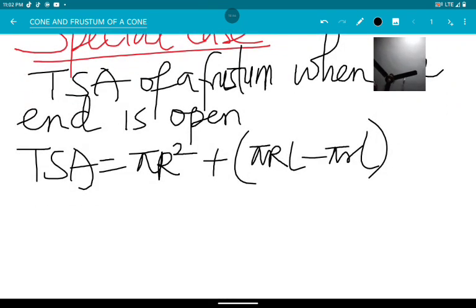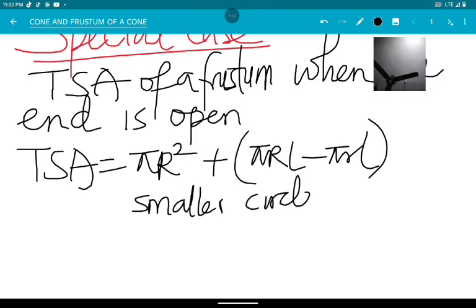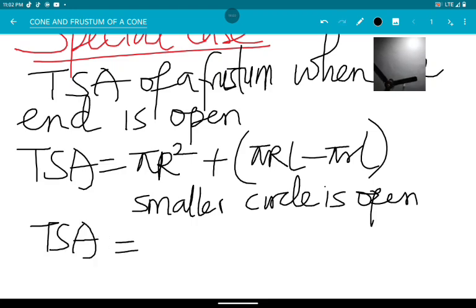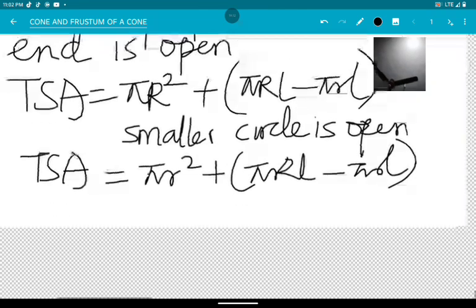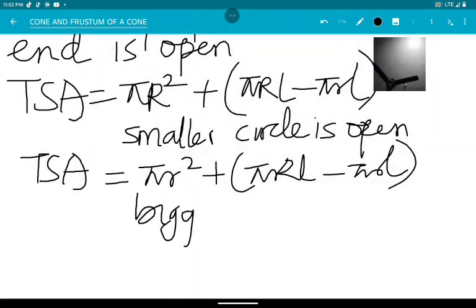That is if the smaller circle is open. I've seen this in exams before, so we will not add that one together. And also, the total surface area of a frustum is equal to pi small r square plus the curved surface area when the bigger circle is open. So these are the tricky exam questions they can ask us.